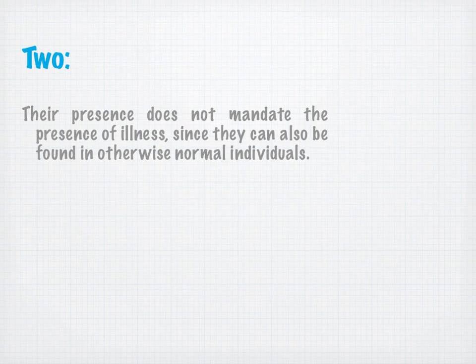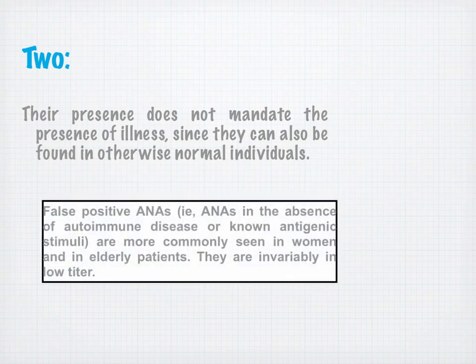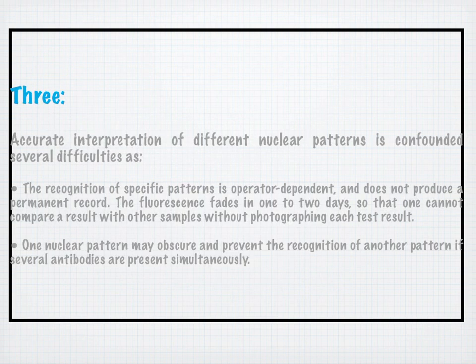So the take-home message is that the presence of ANAs doesn't mandate the presence of illness. These ANAs and other tests can be found in otherwise normal individuals. False positive ANAs, i.e. ANAs in the absence of autoimmune disease or known antigenic stimuli, are more commonly seen in women and elderly patients.